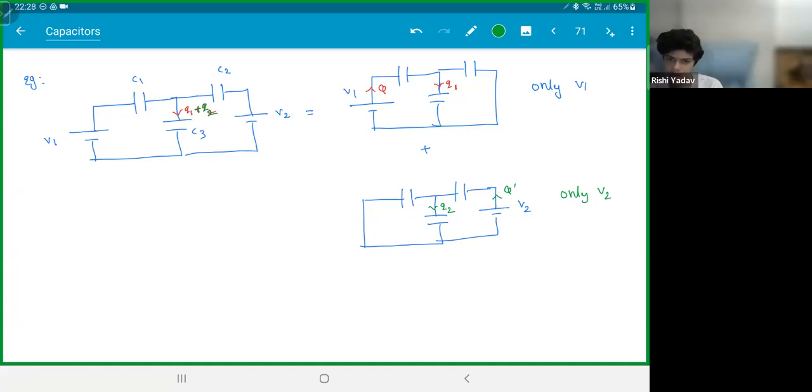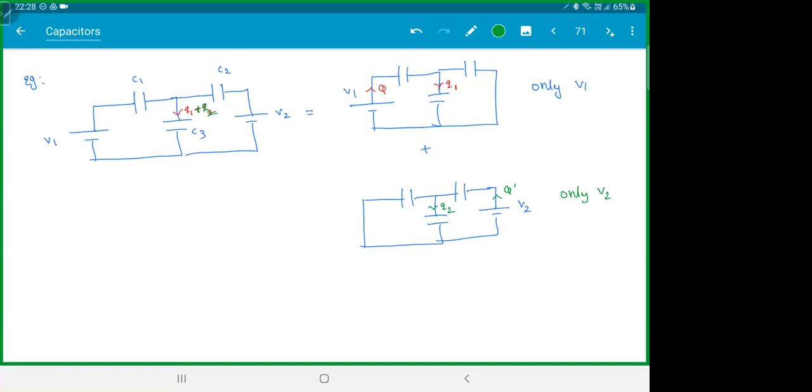But then what about charges Q and Q dash? They can be different. So we have to calculate them separately. Q and Q dash won't be the same. There's no guarantee they have to be the same. Clear? Are you getting the meaning of principle of superposition?